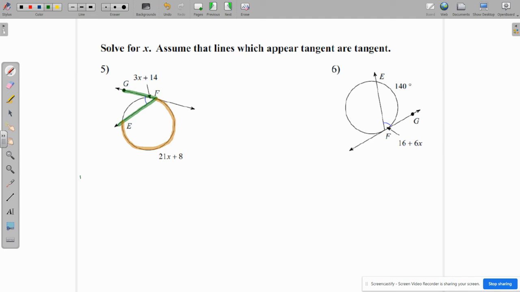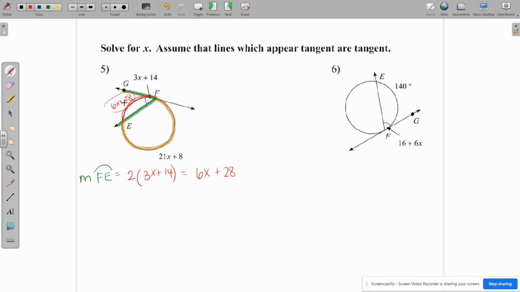So let's first talk about the measure of arc FE, which is, I'm looking for this arc right here. This is what I'm talking about. If I wanted to find that, I know it should be twice the measure of the angle, which is 3x plus 14. So twice that, I could just distribute the 2. 2 times 3x is 6x, and 2 times 14 is 28. So this arc measure is 6x plus 28.